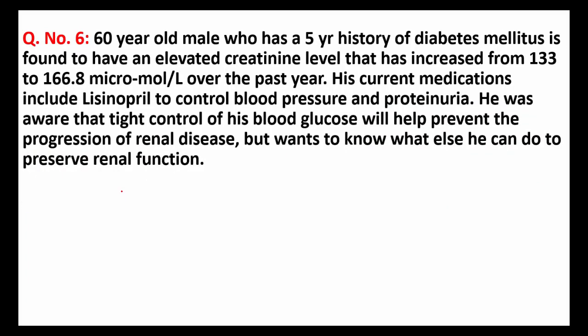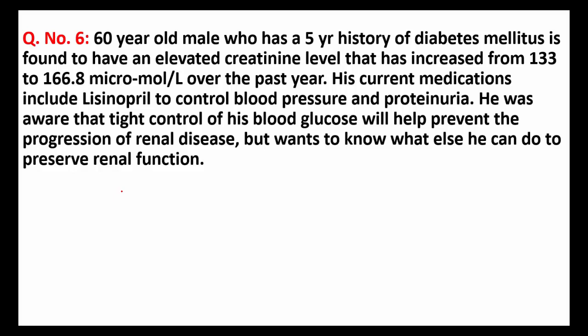Now, a 60-year-old male who has a 5-year history of diabetes mellitus is found to have an elevated creatinine level that has increased from 133 to 166.8 micromole per liter over the past year. His current medication includes lisinopril, an ACE inhibitor, to control the blood pressure and proteinuria. He was aware that tight control of his blood pressure will help prevent the progression of renal disease, but wants to know what else he can do to preserve the renal function. As we have already discussed, the therapeutic goal in diabetic nephropathy should be less than 130 by 80 mmHg.